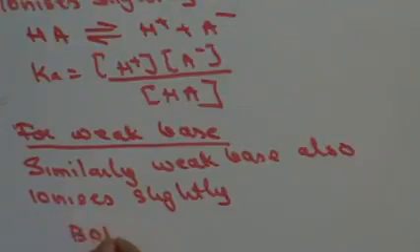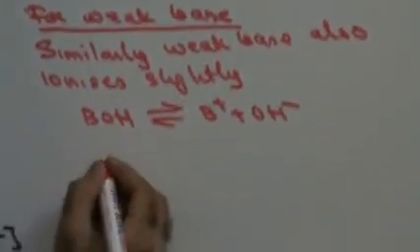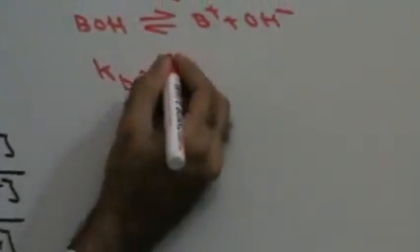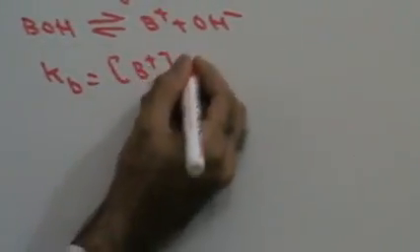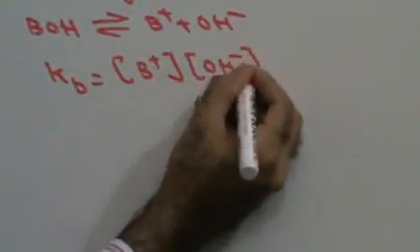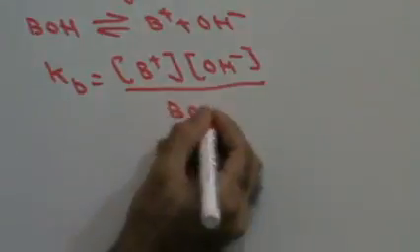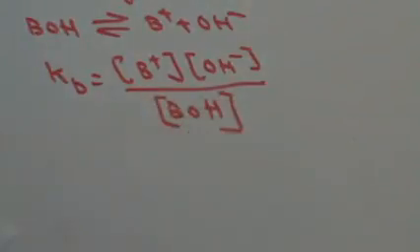So BOH ionizes slightly to give you B plus and OH minus. That will give you the dissociation constant of the base as B plus into OH minus upon BOH. Right?